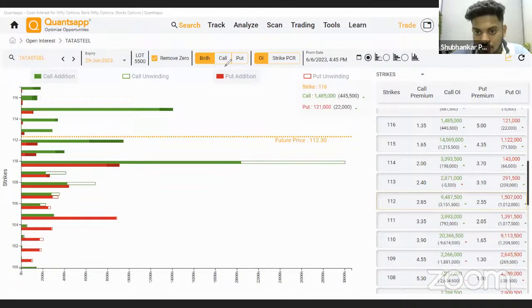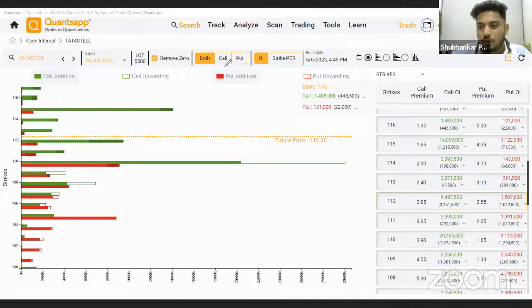There is a breakout. What was the price here? 110.5. The breakout sustained 110.7, 110.8, which is a very big move above the highest call strike. Now what happened at the same time? The call open interest unwinded. So let me just open one more graph.